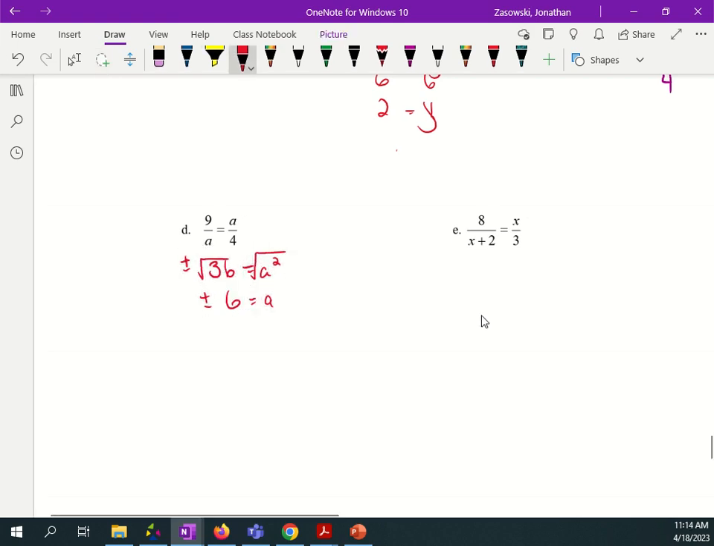Same approach to the next one, which means we end up with 24 equals. Did anyone get answers for this one? Caitlin, what'd you get? So what's your final answer then? All right, so we think one of the answers is 4, and the other answer is -6. That's what we think the answers are.